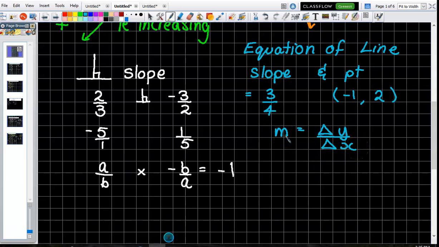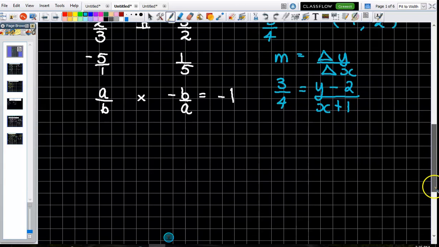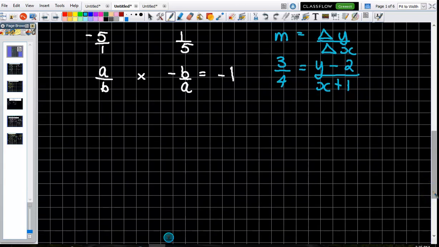We put our slope in, don't talk, watch. We go 3/4 equals, and I say y minus my y value. So what's my y value? 2 all over x minus my x value. So x minus minus 1 becomes plus 1. And you're going, I'm doubting her mental capacity because she's just made this disgusting with a fraction. How do we get rid of that fraction? Cross multiply. That's right. Cross multiply. So we end up with 3 times x plus 1.